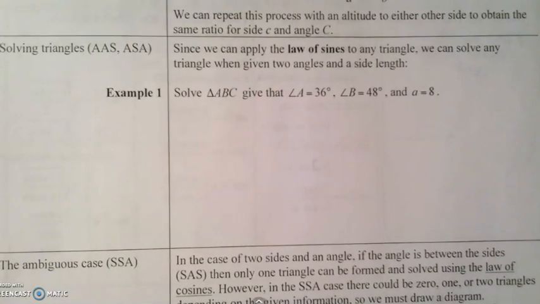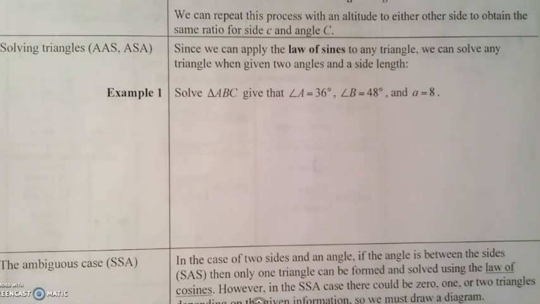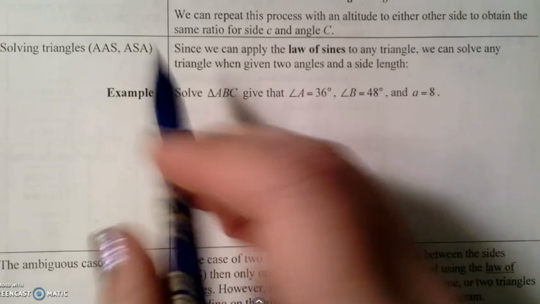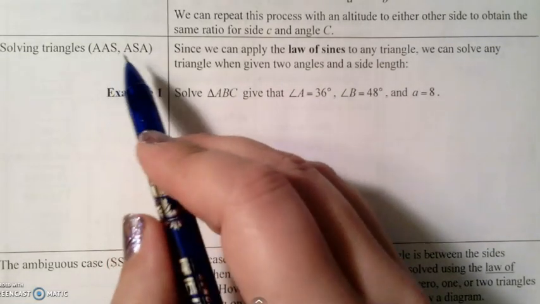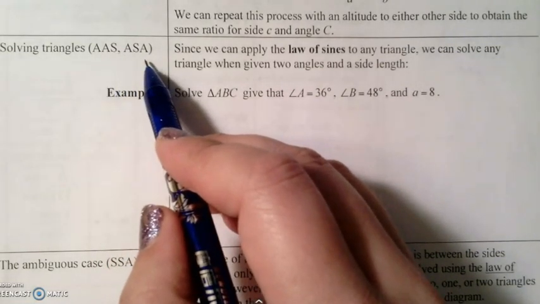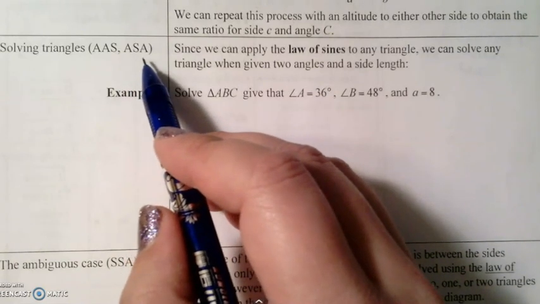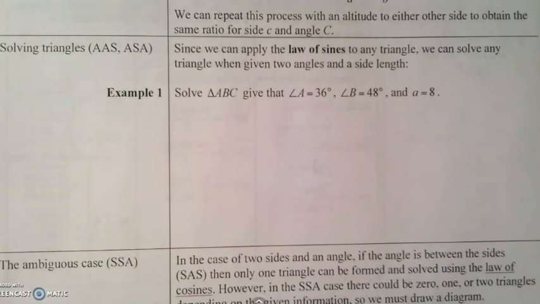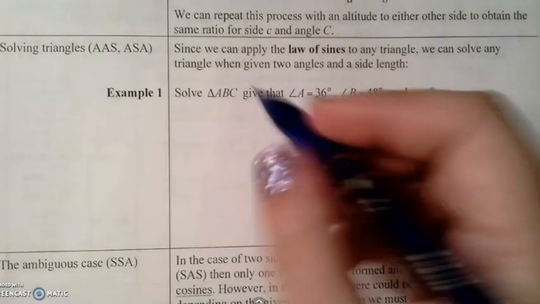All right, so how can we apply the law of sines? Any triangle where we are given two of the angles, we can use the law of sines. So that's our case of AAS and ASA. And the reason this works is because if I have two angles, I automatically know the third because the sum of any three angles of the triangle is 180 degrees.